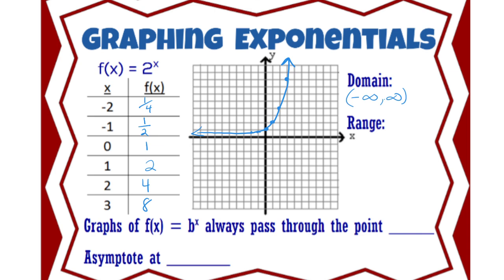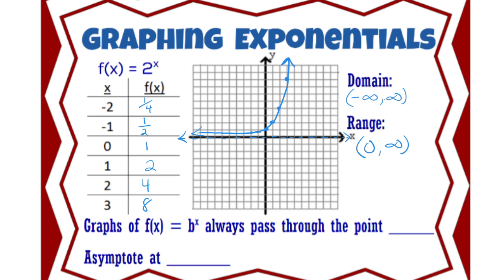The range, however, has a bottom limit to it. You can see it here. It's actually a horizontal asymptote, and so this horizontal asymptote needs to be part of your graph. In this case, it's at 0, so that would make the range go from 0 to infinity, but since there's an asymptote at 0, we would put a parenthesis on that.